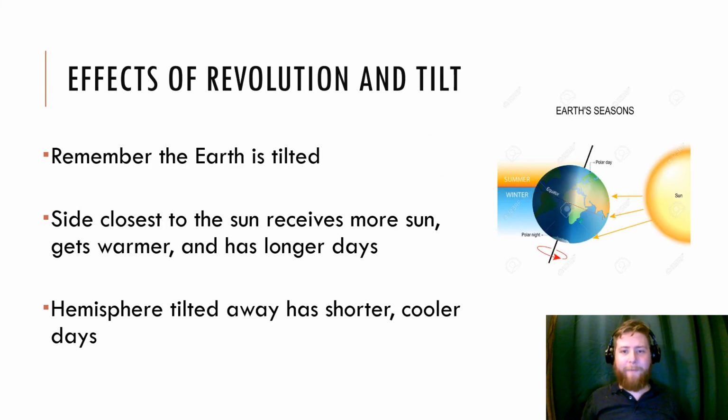All right, some effects of the revolution and the tilt of the Earth. Because the Earth is tilted, the side closest to the sun receives more sun, gets warmer, and has longer days. The hemisphere that's tilted away has shorter, cooler days. So in this one here, the northern hemisphere is the one tilted closer to the sun, so it's getting more sunlight, and they are in summer. The southern hemisphere is pointed away, the sun has to travel further, it cools off, and it becomes winter. It's not how close we are to the sun, but who's tipped closer to the sun at that point in time.